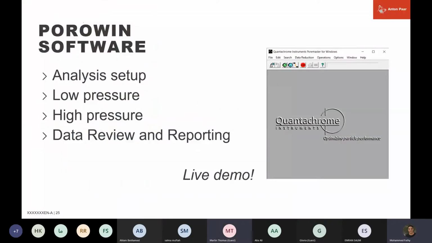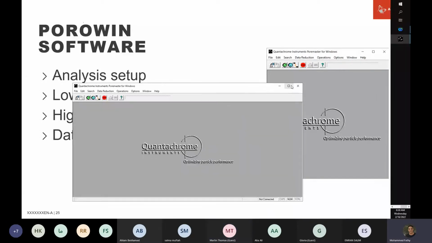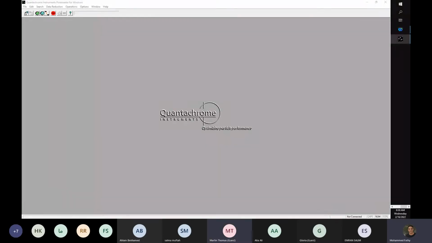So what I want now to do is to look at the software, a quick view of that, analysis setup, how a low pressure run is programmed, how the high pressure is programmed, and then look at some data review and reporting and some examples of what our customers have been doing. So the next thing I need to do is to start the program. Okay, hopefully you can see what we call the splash screen there.